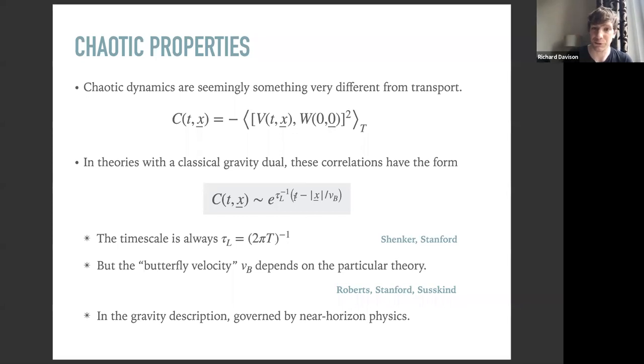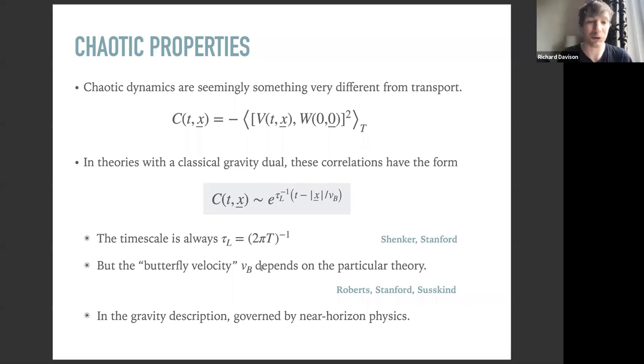Now, since there's exponential growth in time and decay in space, that means we can define a speed, V_B, which is called the butterfly velocity. And if you like, this characterizes how these correlations spread in space. And this is a bit more sensitive to details of your particular theory. So it doesn't just depend on temperature, but depends on other aspects of the theory. And I'll give a more precise expression for this later on.